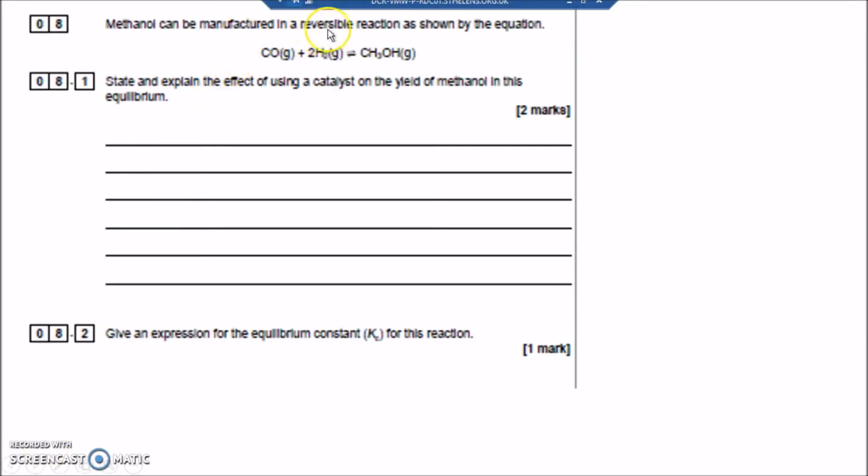So methanol can be manufactured in a reversible reaction. Look, there's the sign for reversible reaction. It can go in the forward direction or the backward direction, as shown below. So what normally happens is you add the two reagents together and you don't end up with any product at the beginning, and at some point then dynamic equilibrium is reached.